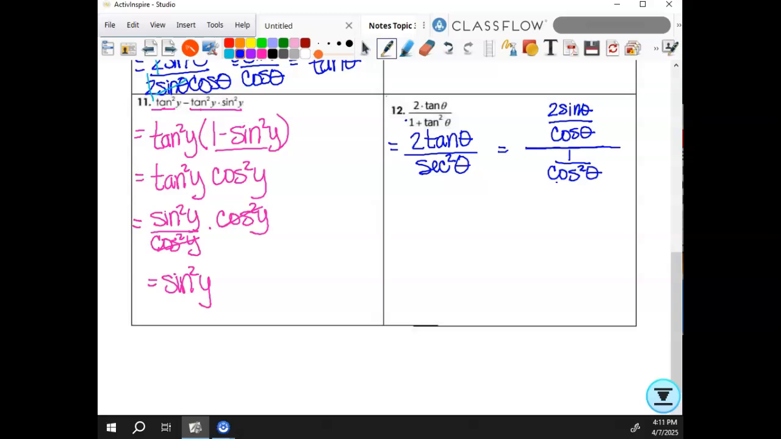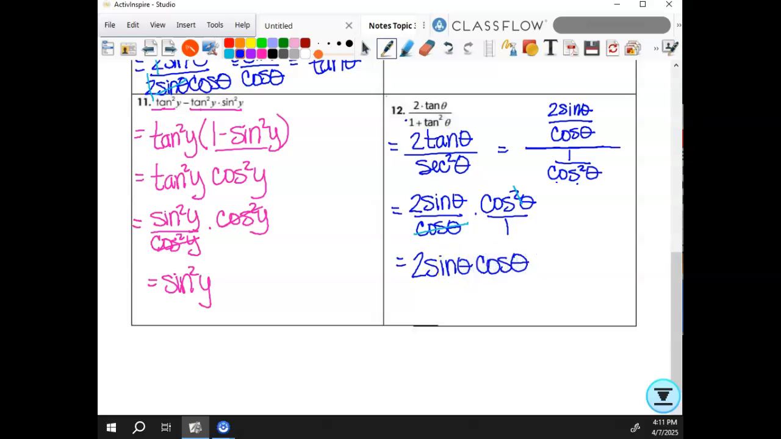So now I'm just going to keep, change, flip. I have 2 sine theta over cosine theta. I'm going to multiply that by this reciprocal, which is cosine squared theta over 1. Then I can cancel this cosine with one of those. And that leaves me with 2 sine theta cosine theta.